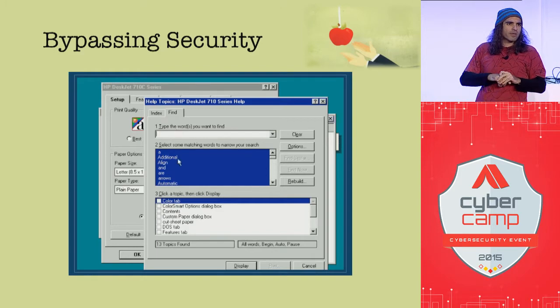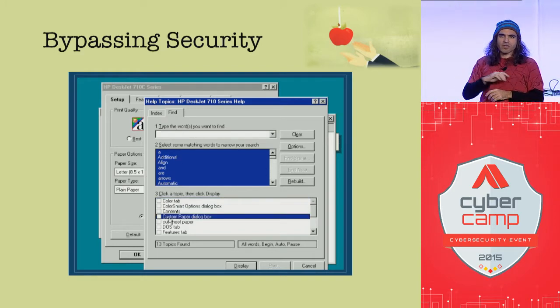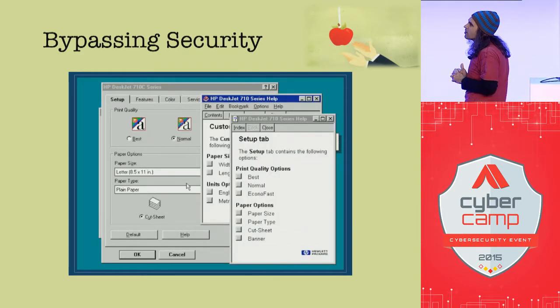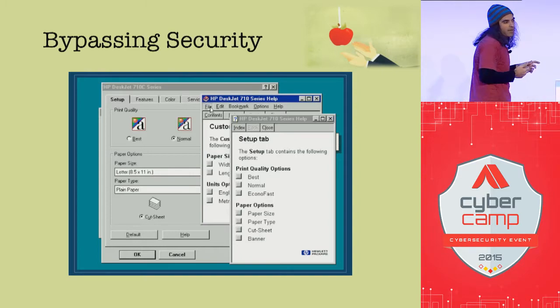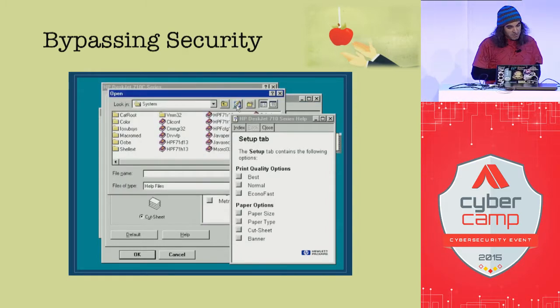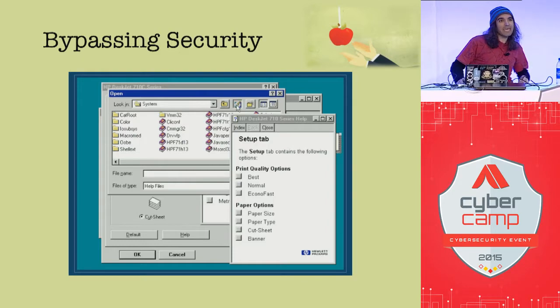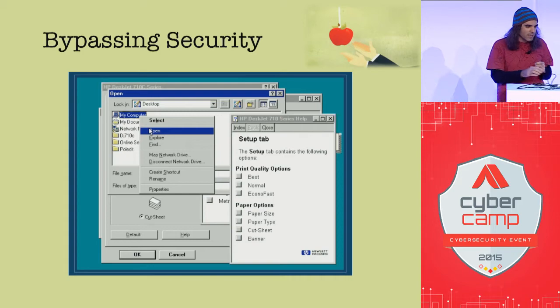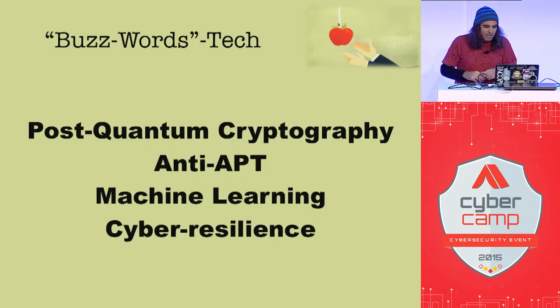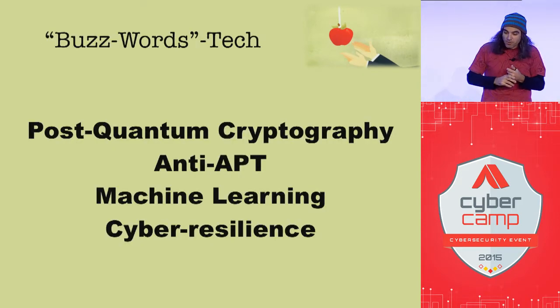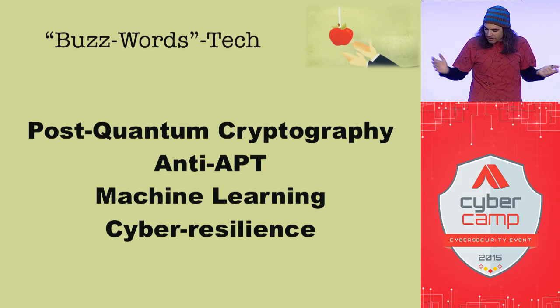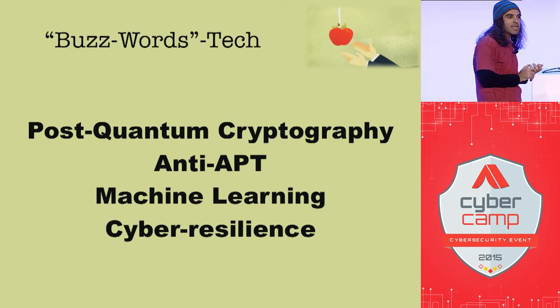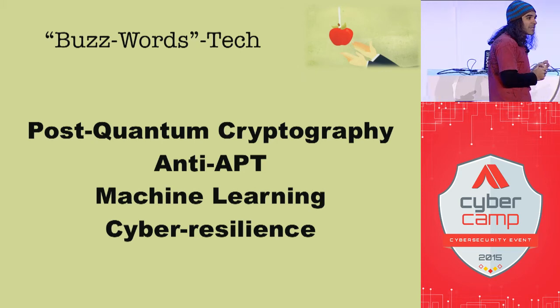This is an example that was made with Windows 95. Who remembers Windows 95? Okay, if you skipped the login of Windows 95, it was as easy as to ask for help and go into that. So what we find is that when we work in security, there are many new words showing up all the time. For instance, post-quantum cryptography, anti-APTs, machine learning, cyber resilience.